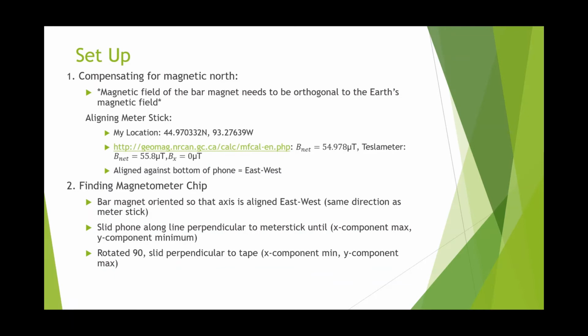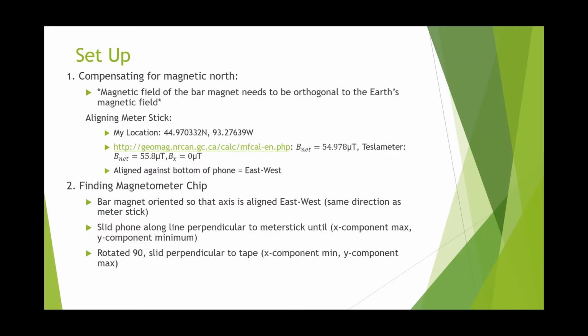For the setup, I compensated for magnetic north first by aligning my phone with north using the Teslameter app. I knew it was north when the x component of the magnetic field on the app read 0 microtesla. I then aligned a meter stick against the bottom of my phone. This was east to west.